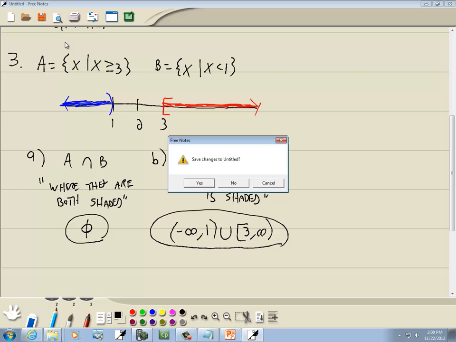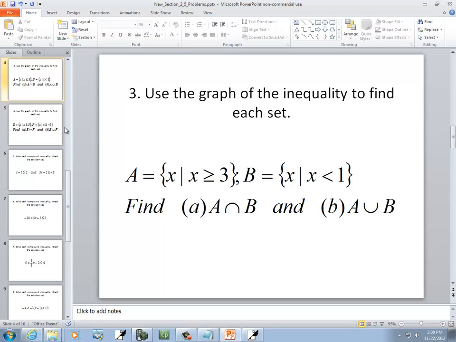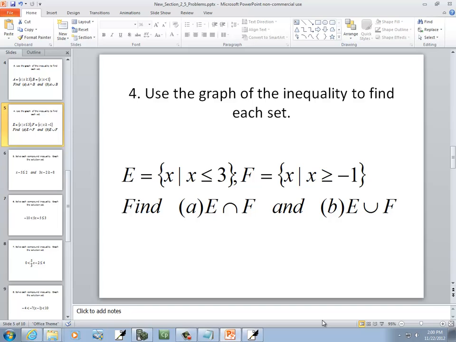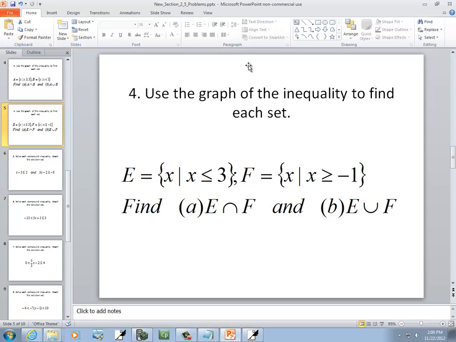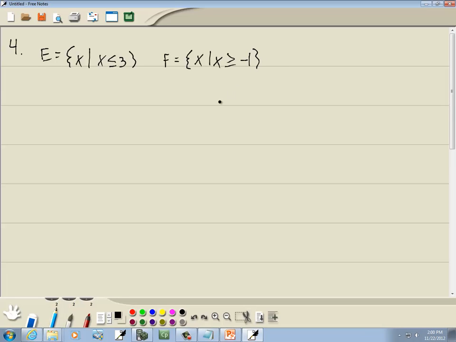Let me start a new page. And we'll look at the next one. We've got E is a set of all x values such that x is less than or equal to 3. And F is a set of all x values such that x is greater than or equal to negative 1. Well, let's graph these first. I always want to graph them on the same number line. Well, negative 1 is here, and 3 is over here somewhere.